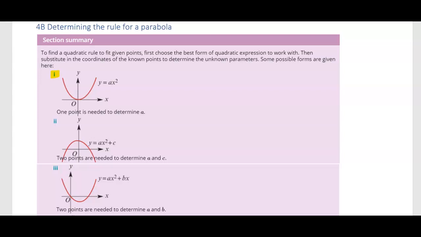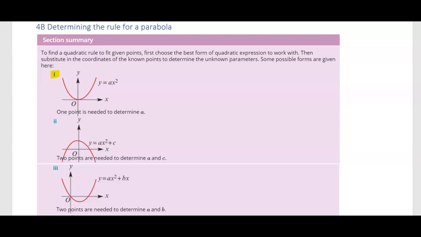Hi everyone, in 4B we're looking at determining the rule for a parabola. So we've already looked at quadratic equations in 4A and also the graphs of the parabola, but here we're kind of working backwards. How do we get the equation given a parabola or given a set of points? I've just put the section summary here because I think it summarizes this section quite well.